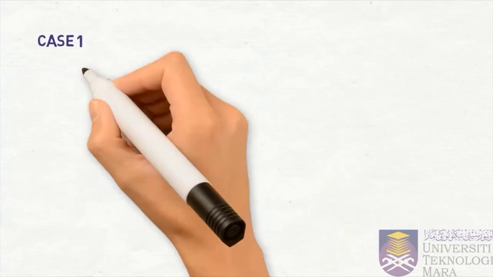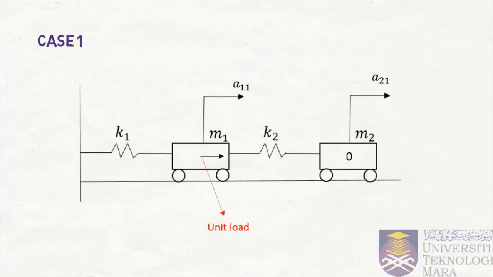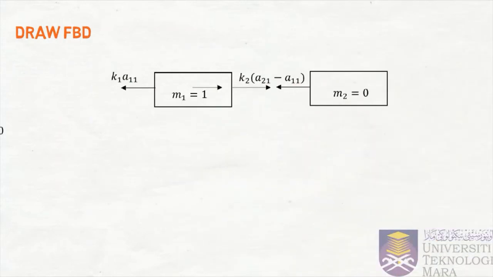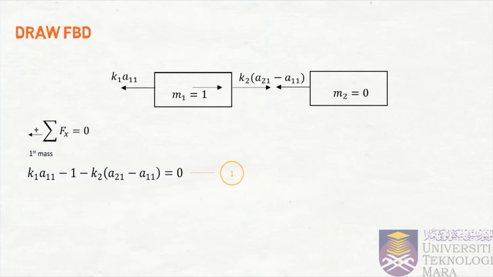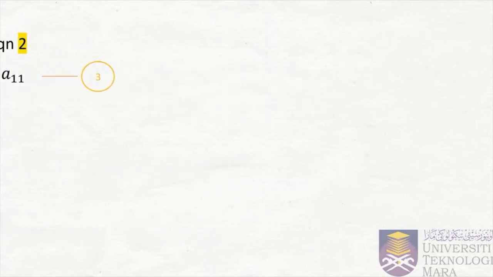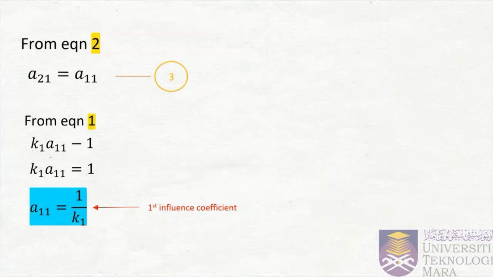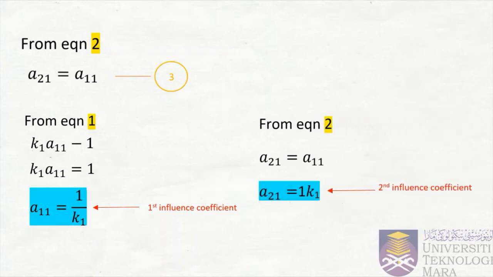For case 1, the unit load will be at M1 where M1 is equal to 1. We need to draw the free body diagram and write the equation based on the free body diagram. For mass 1, the equation is, for the second mass, the equation is, from equation 1, we will get the first influence coefficient A11 is equal to 1 over K1. From equation 2, we will get the second influence coefficient A21 is equal to 1 over K1.